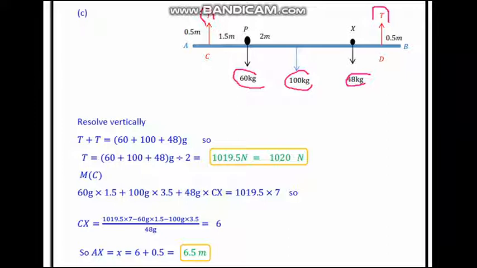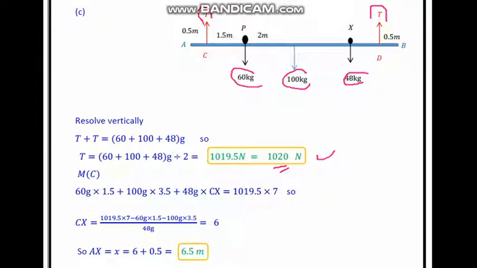We have T upward and here another T. So we have T plus T equals the downward 60 kg, 100 kg, 48 kg, which can be written in this form or multiplied by g to get the weight. So T plus T will be 2T. To get T, divide the whole thing by 2 to get the answer. As we said before, the answer should be 2 or 3 significant figures, so the answer will be 1020 Newton.